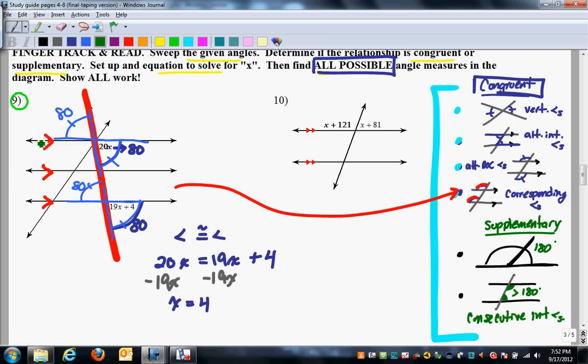Now right here, we're going to sweep. That is a linear pair. That adds up to 180. These 2 angles are called a linear pair. They share a spine, make a line. So if this is 80, that means this squiggle here must therefore be 100 degrees.